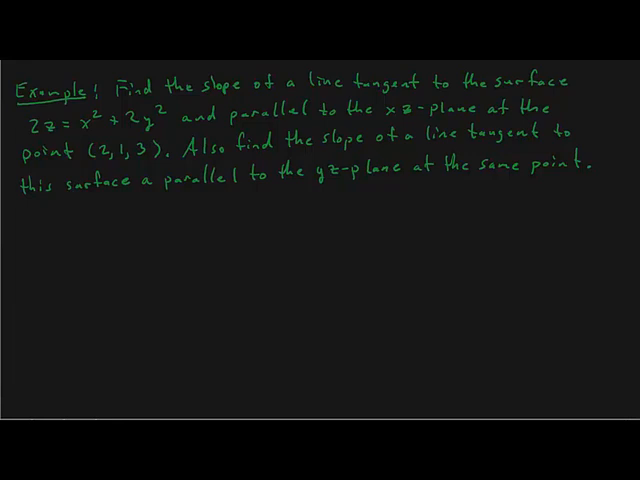All right, so find the slope of a tangent line to the surface 2z equals x squared plus 2y squared and parallel to the xz plane at the point 2, 1, 3. Also, find the slope of a line tangent to this surface, and parallel to the yz plane at the same point. This should be the word and right here.